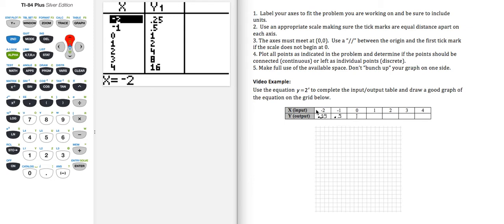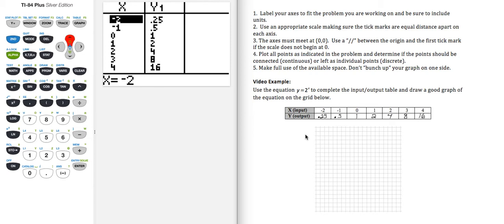2 to the 1 is 2. 2 squared is 4. 2 cubed is 8. And 2 to the 4th is 16. So in each case, I'm inputting this value in for the x and then computing.